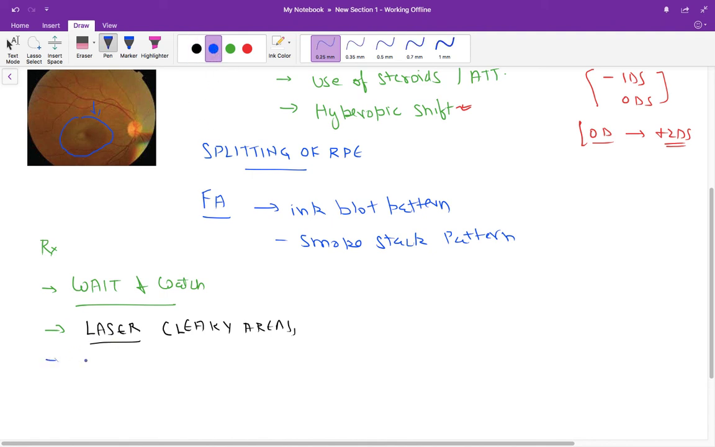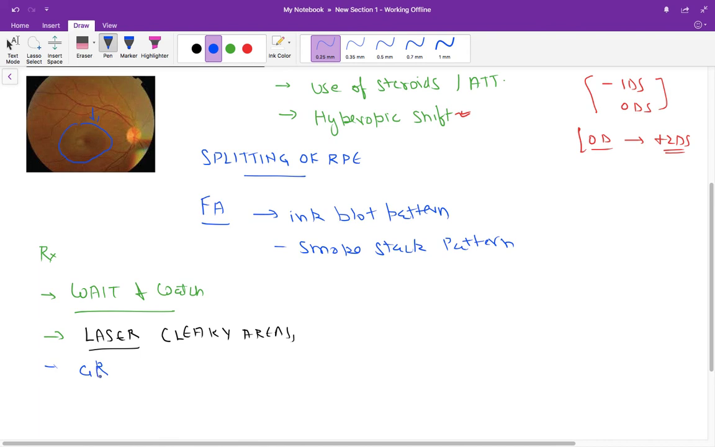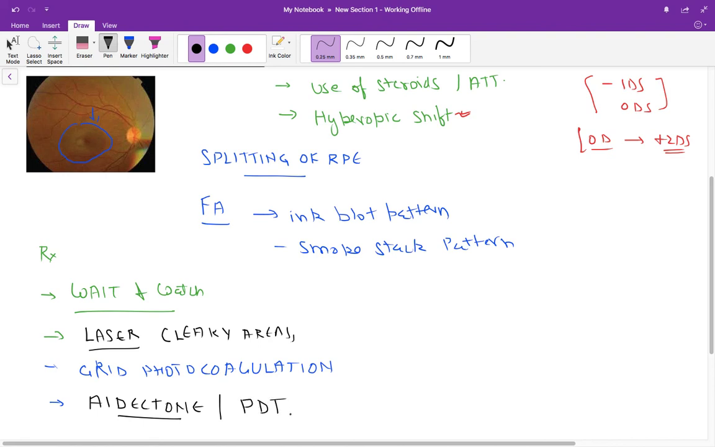Or you can do a grid photocoagulation like you do in the case of CSME. You can similarly do a focal grid photocoagulation. The new treatment modalities are aldosterone antagonists, that is also being tried, and photodynamic therapy. So these are some important points that you should remember regarding central serous retinopathy.